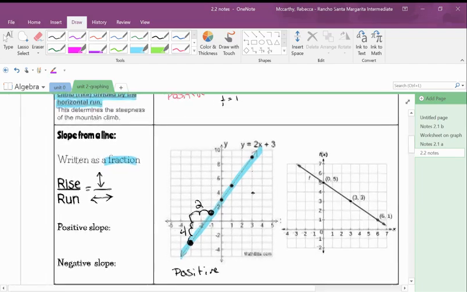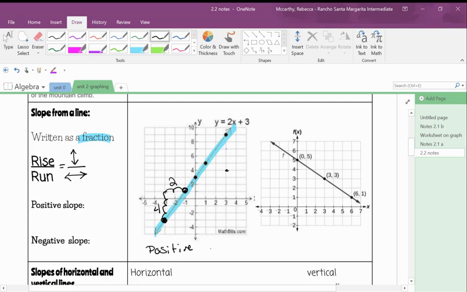In this case, for my slope we use the letter M, and I think it's like French for mountainous or something, but we use the letter M for slope. It goes up 4 and to the right 2, and I'm going to simplify that to 2. I always want to simplify my fraction.